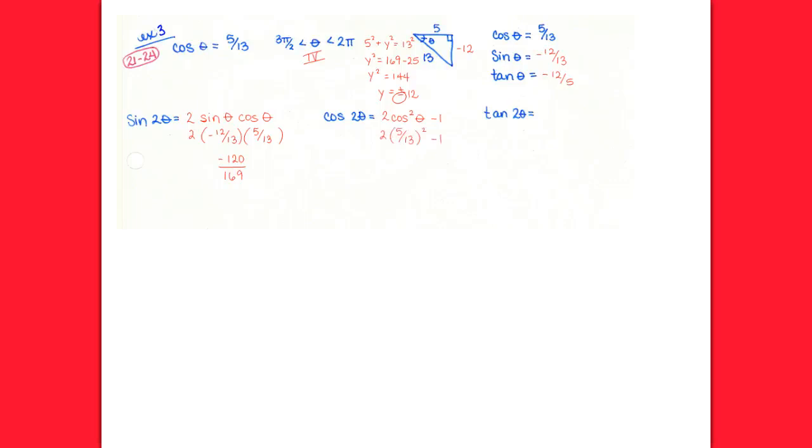All right, so cosine was given as 5/13. Only thing I have to be careful of here is order of operations. So I'm going to square the 5/13 first, and then multiply it by 2. And when I do, I'm going to get 50 over 169. The only way to combine that with this 1 is if I have a common denominator. So I'm going to rewrite 1 as 169 over 169. And then I can subtract with that common denominator. So there's cosine 2 theta.